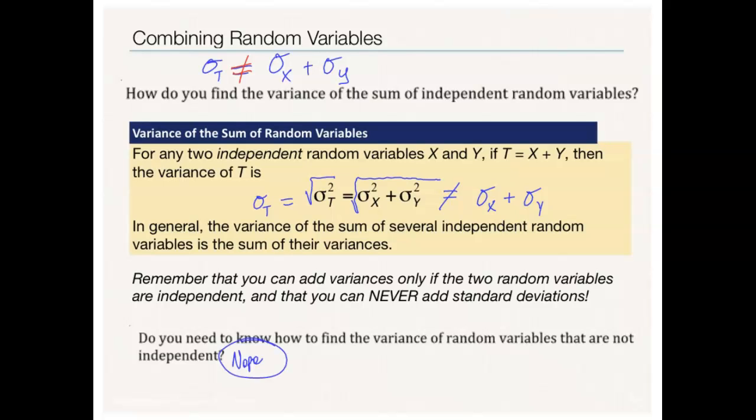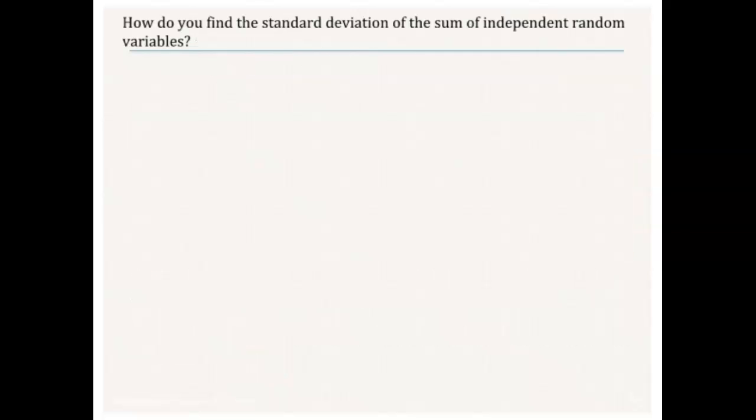All right, so last thing, and I already kind of showed you this on this slide, but how do you find the standard deviation of the sum of independent random variables? So once again, sigma t, that's just the square root of the variance, right? Which is the square root of the sum of the variance for x and for y. Okay, and we'll stop there.